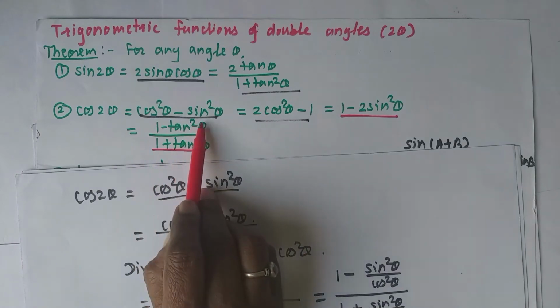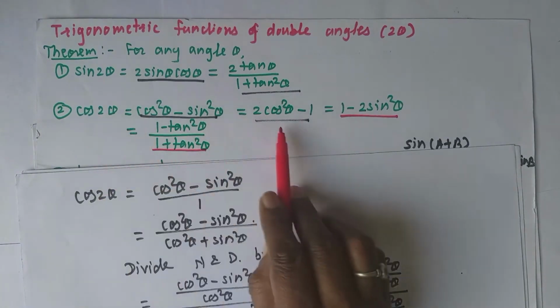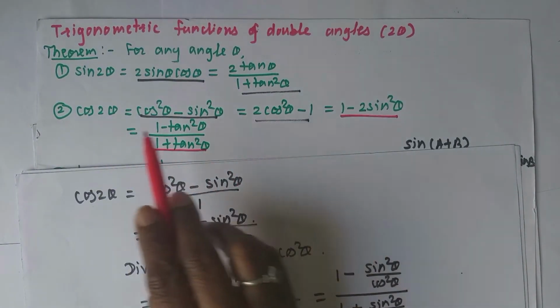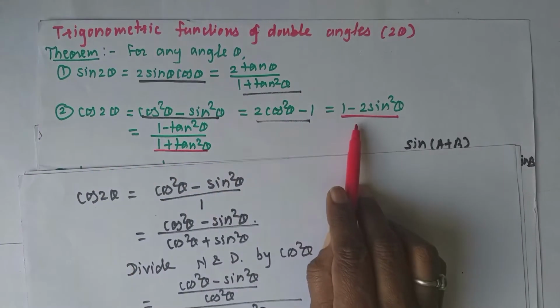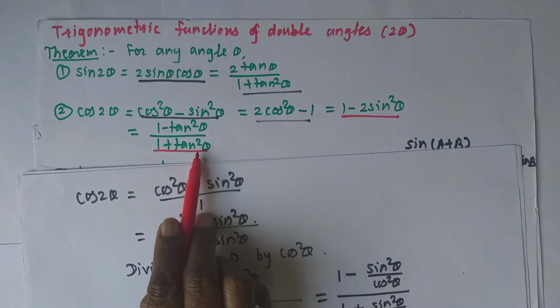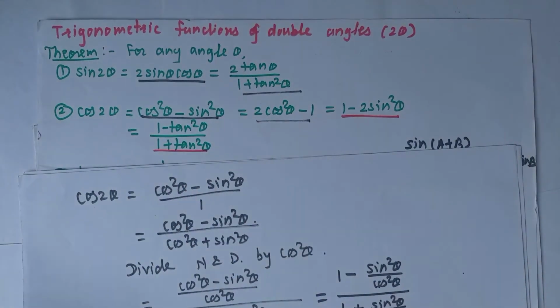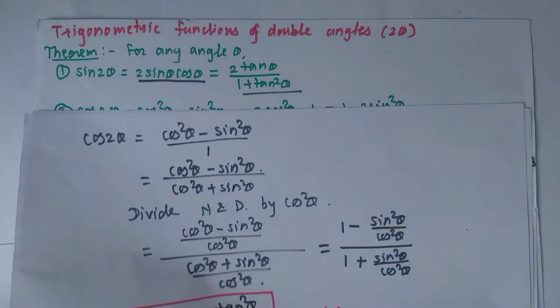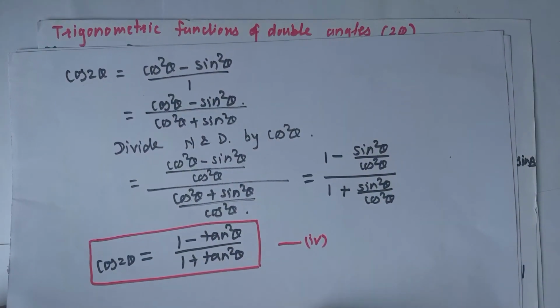First, cos square theta minus sin square theta. Second formula, cos 2 theta is equal to 2 cos square theta minus 1. And third formula, cos 2 theta is equal to 1 minus 2 sin square theta. And fourth formula, cos 2 theta is equal to 1 minus tan square theta divided by 1 plus tan square theta. In this way we have got the result.